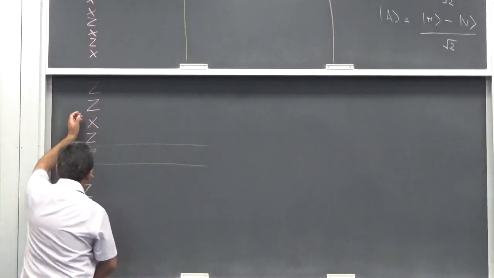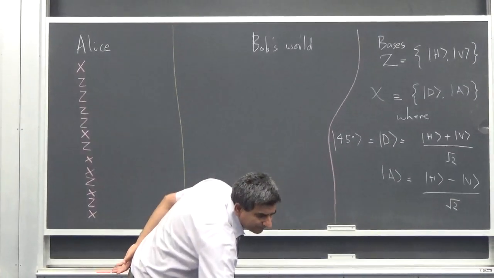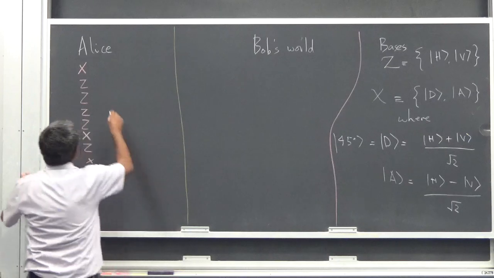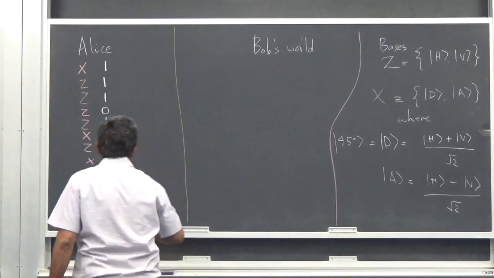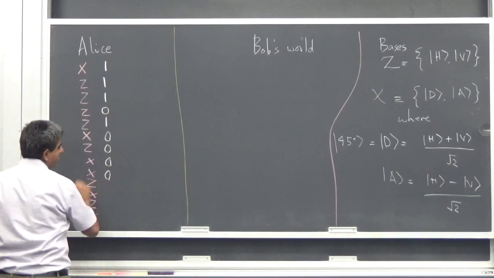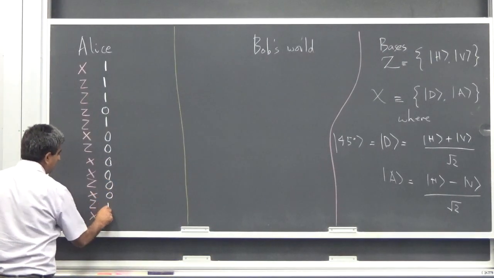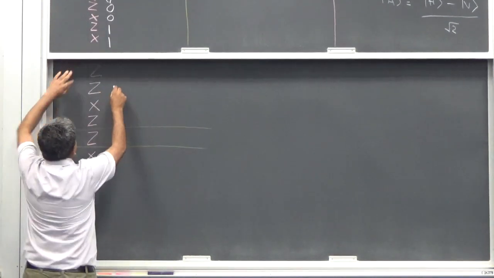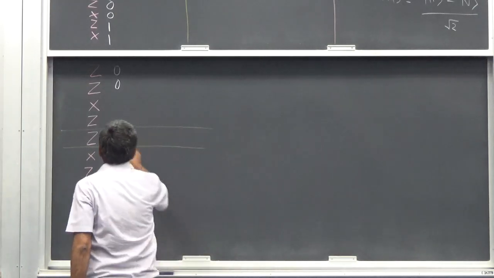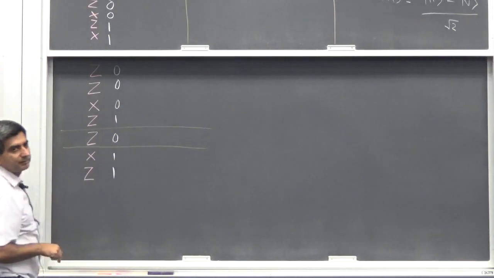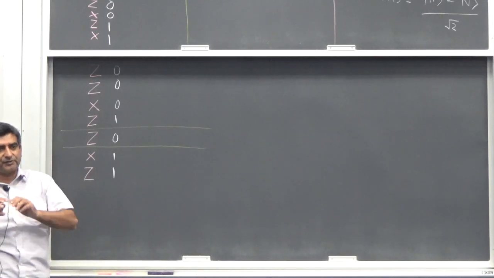So the numbers now are 111, 111, 1101, 0001 1 0 0 0 0 0 1 1 0 0 0 0 0 1 0 1 1 0 1 0 1 1 0 1 0 1 1. Now what she does is she prepares, she has the capacity to prepare a photon in a particular polarization state.